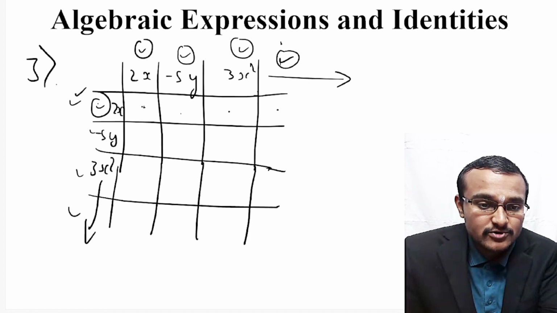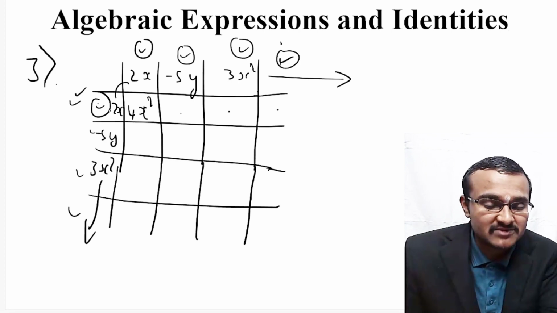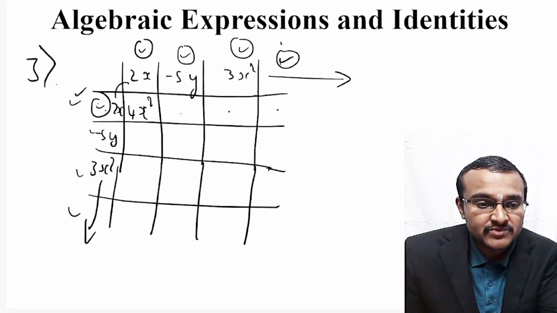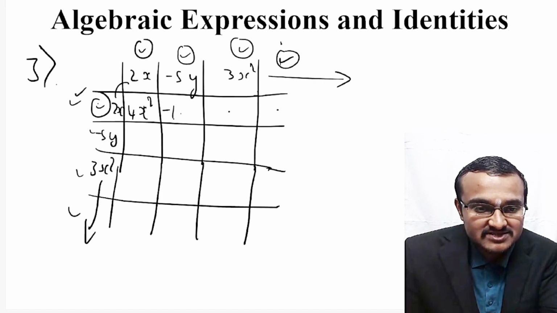So now to put a number in this first box, you should multiply 2x into 2x. What is 2x into 2x? 2 2s are 4, x into x will be x square. To fill the second box in this row, you should multiply 2x with minus 5y. 2 into minus 5 is minus 10, x into y will be xy.